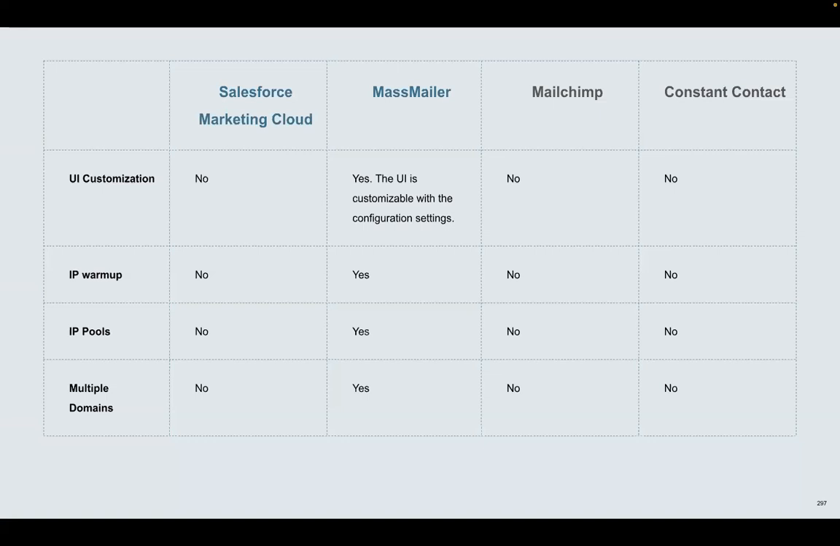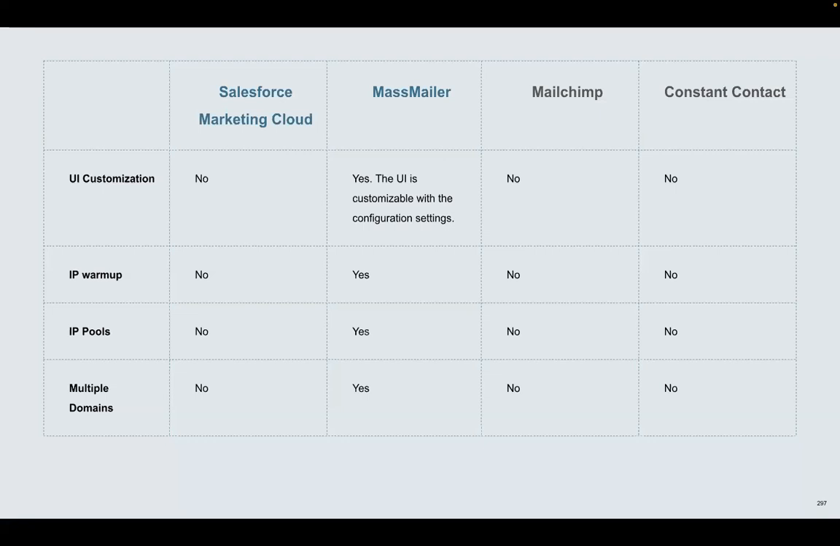IP warm-up, you have to do manual warm-up in Marketing Cloud. MassMailer, we also do auto warm-up, not just the manual. MailChimp, Constant Contact, same thing. There's no additional IP warm-up that you do because it's a shared IP. And IP pools, MassMailer does provide IP pools, but not the other systems.